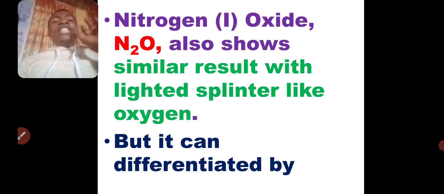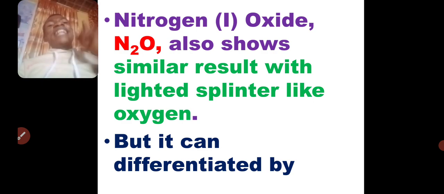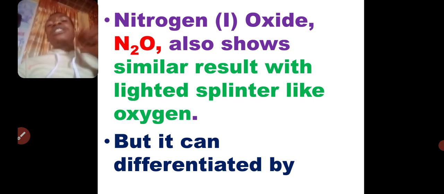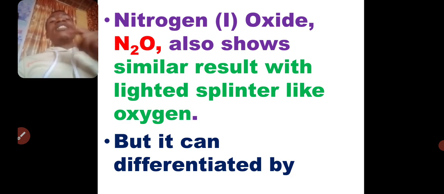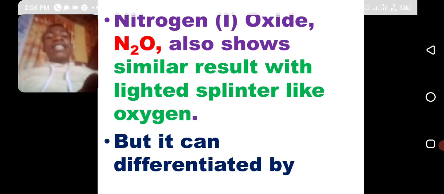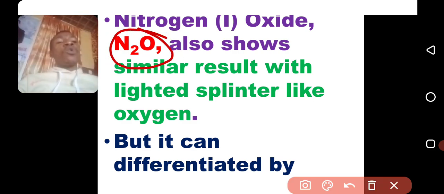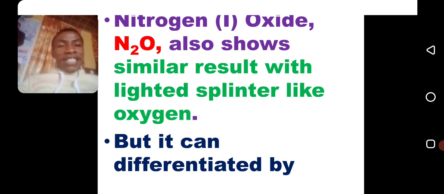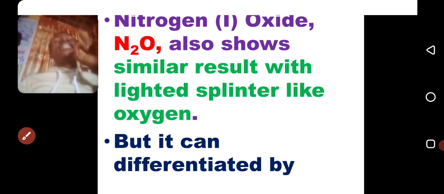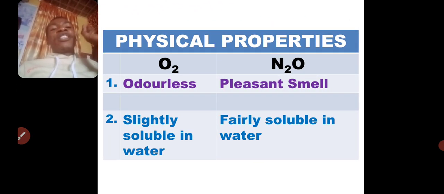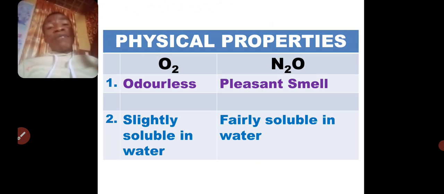Now, the issue with this test is that there's one other gas that normally rekindles a glowing splint, and the gas is nitrogen(I) oxide. You call this gas laughing gas. Nitrogen(I) oxide, the formula is N2O. It also shows the same results as oxygen. But you can easily differentiate between oxygen and nitrogen(I) oxide using both their physical properties and their chemical properties.